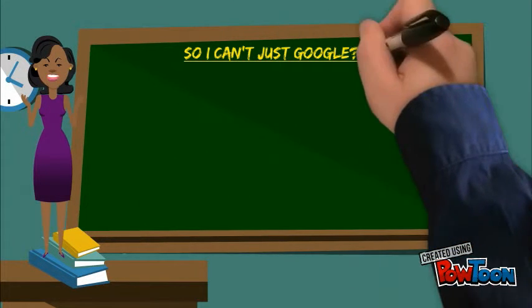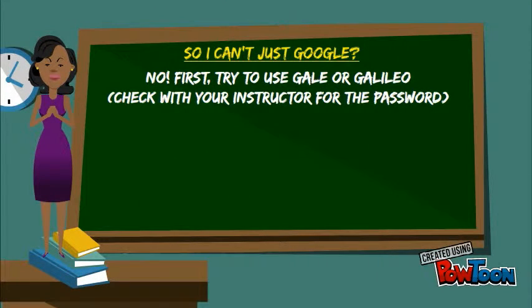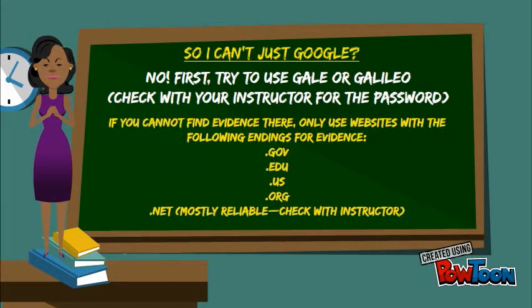So I can't just Google? No. First, try to use Gale or Galileo. You can check with your instructor for the password. If you cannot find evidence there, only use websites with the following endings for evidence. These are definitely reliable, and .com websites might not always be reliable to support your claims.